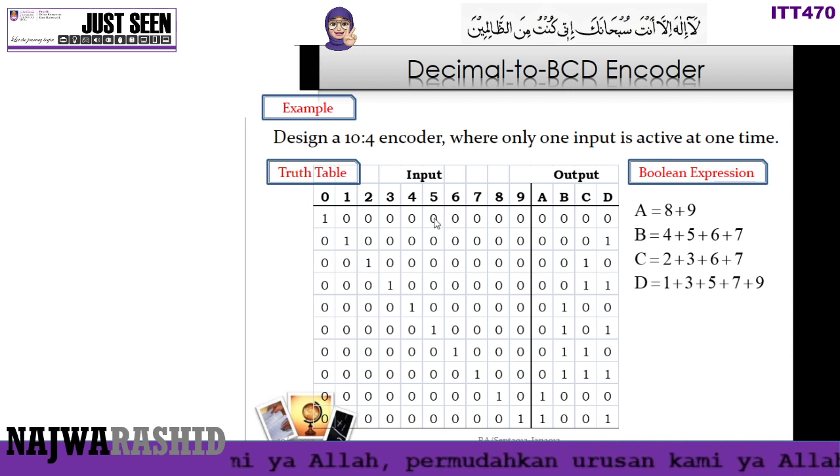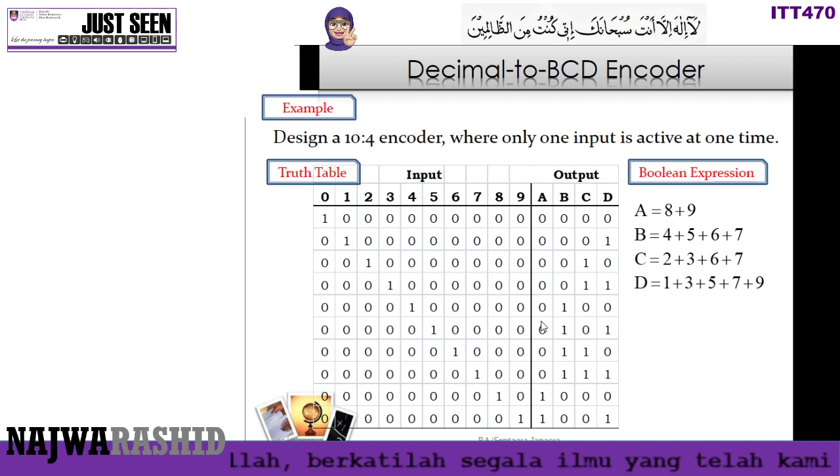Only one input is active at one time. You can refer to this truth table: in one row, only one input is active. Okay, 0, 1, the rest is 0. So we activate 0. Based on this truth table, at this point the user presses 0, so 0 will be activated during this time, and then the output will be 0. When the user presses 1, 1 will be activated, and then the output will be 0001. So it converts from the decimal value to the BCD number.